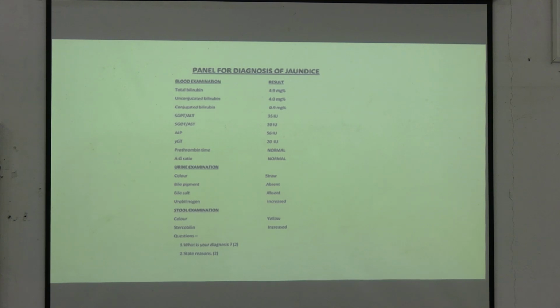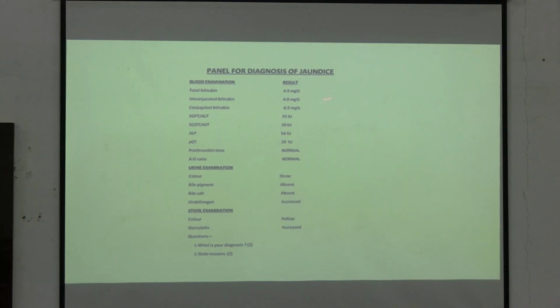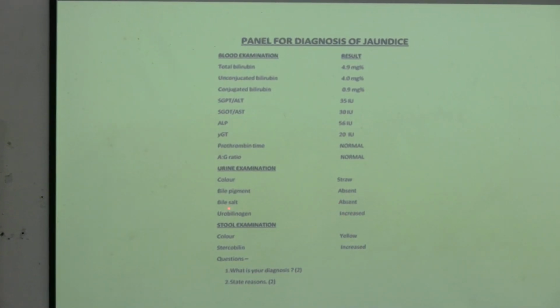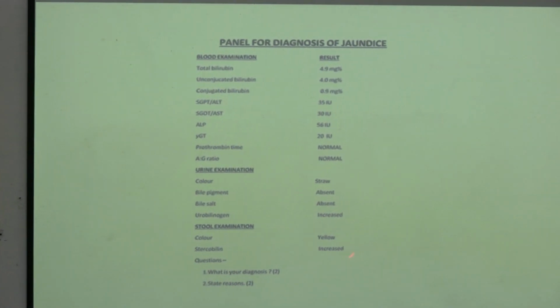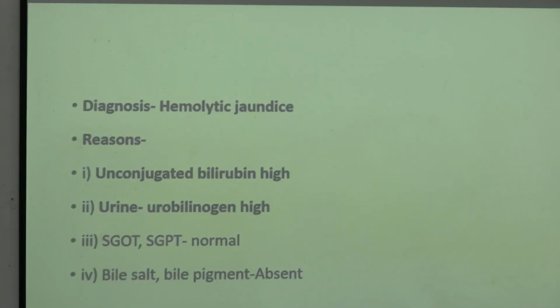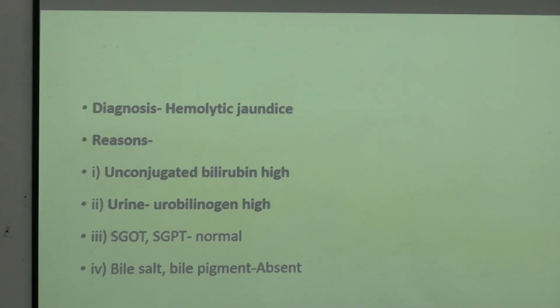Now the panel for diagnosis of jaundice. Unconjugated bilirubin 4, conjugated bilirubin 0.9, and PT normal, AG ratio normal. Urobilinogen increased. Color yellow, stercobilin increased. So, it is a panel chart for hemolytic jaundice.